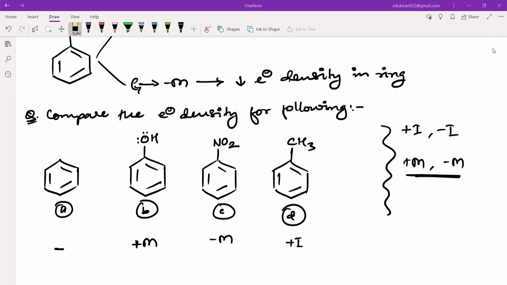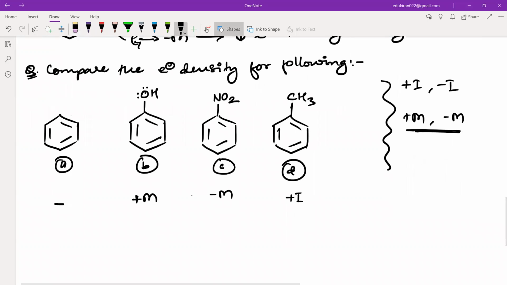So from here, we can clearly see that B is the winner, right? Because if we have to compare plus M and minus I, or mesomeric effect and inductive effect, then obviously mesomeric effect is the winner. So we can compare and get the answer just by mesomeric effect. There is no question of inductive effect, right? Comparing them, B is the winner.